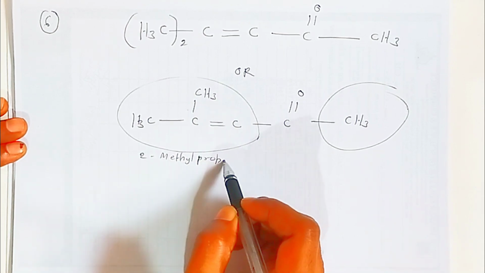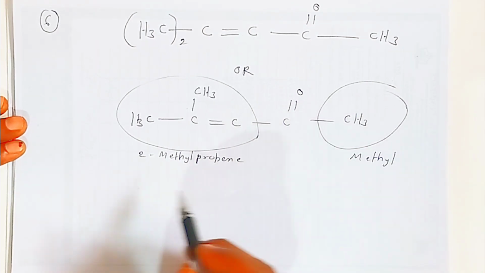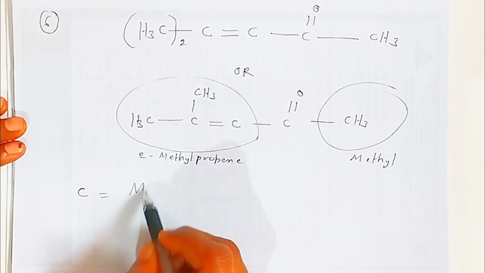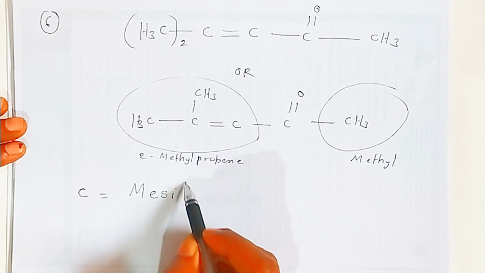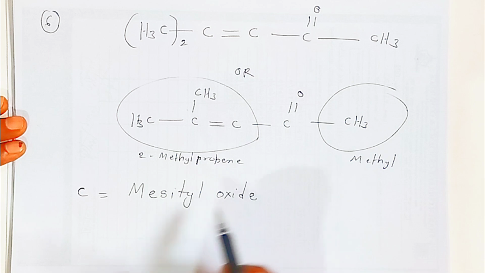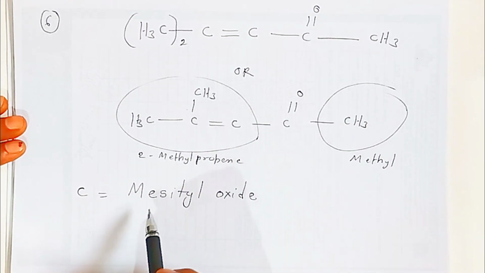propene, and here it is methyl. So it is nothing but 2-methyl propene methyl ketone. But students, because the two groups are the same, we call it mesityl oxide. It is also one name they have given in common, that is called mesityl oxide. So this is an unsaturated ketone, students, containing a carbon-carbon double bond. We call it 2-methyl propene methyl ketone, or you can say mesityl oxide.